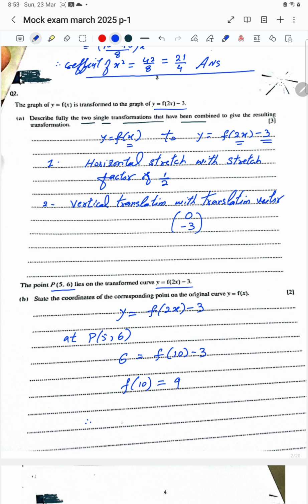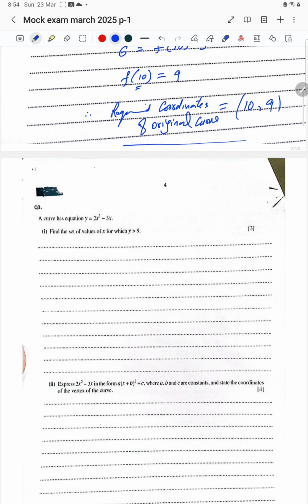Therefore, the required coordinates of the original curve will be, when x is 10, then y is 9. Okay, let's proceed to the next question.